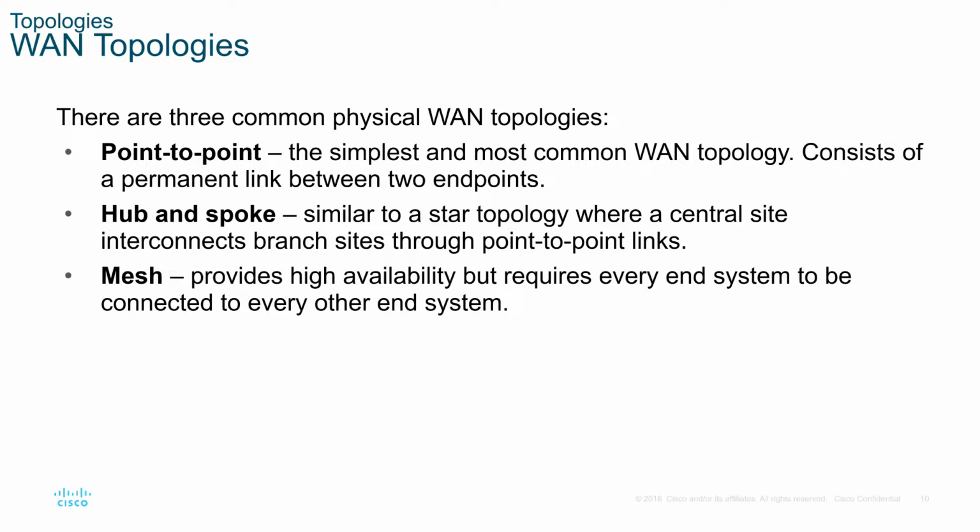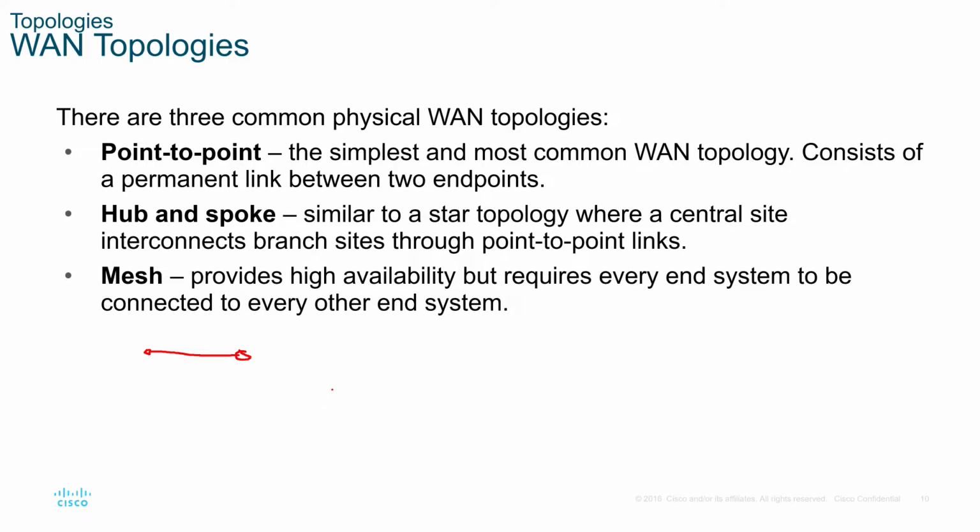The next would be a hub and spoke. This is very similar to a star topology where a central site interconnects branch sites through point-to-point links. If we were to take a look at point-to-point, it would just be first one connection directly going over to another connection.